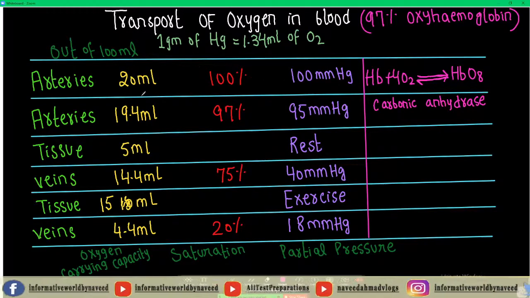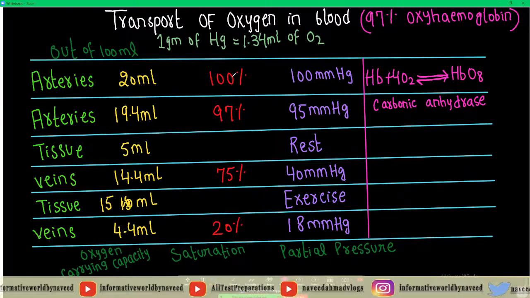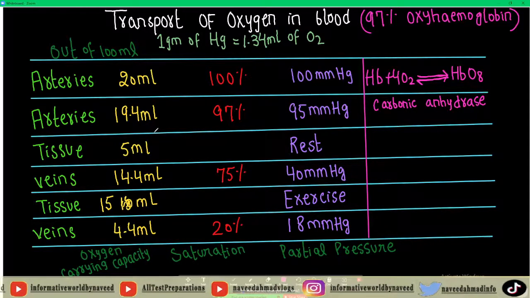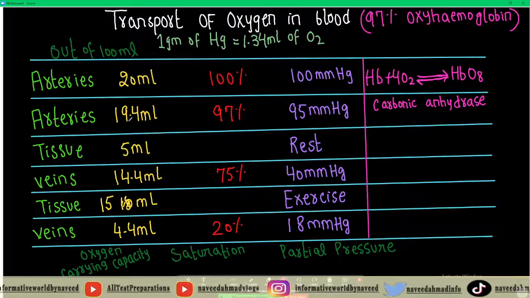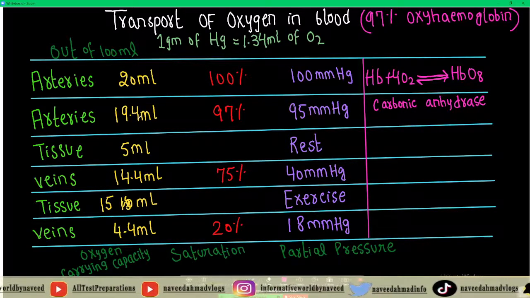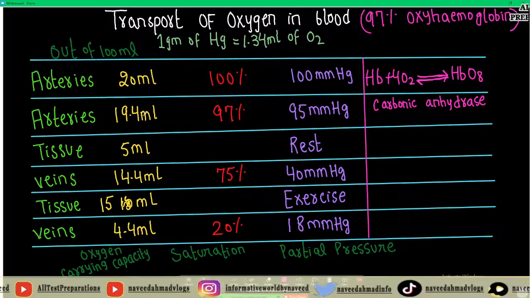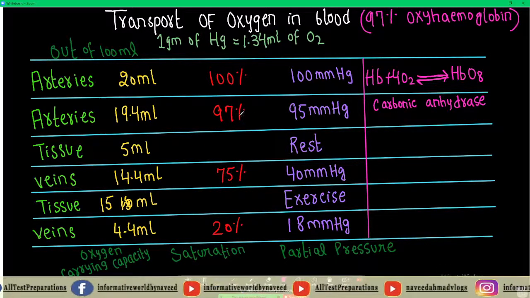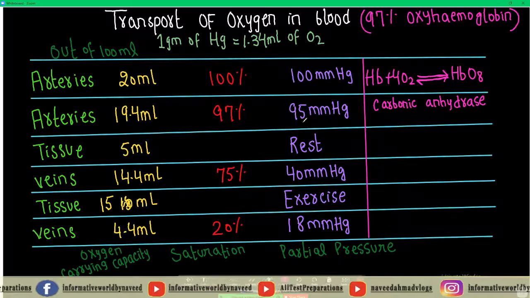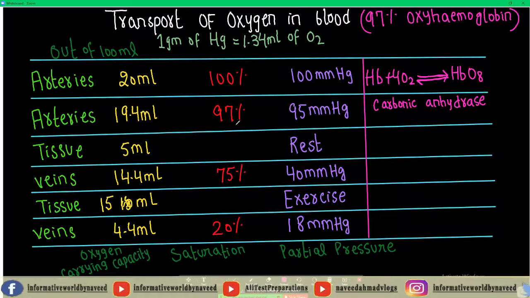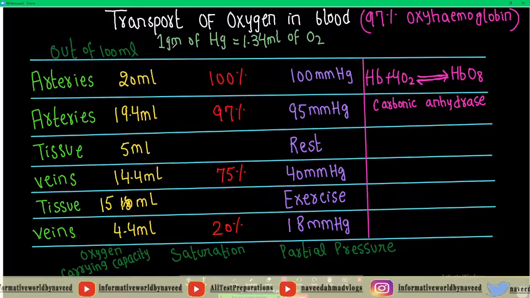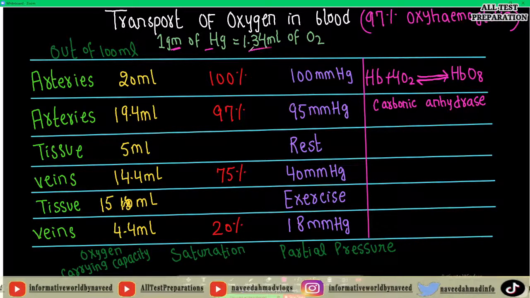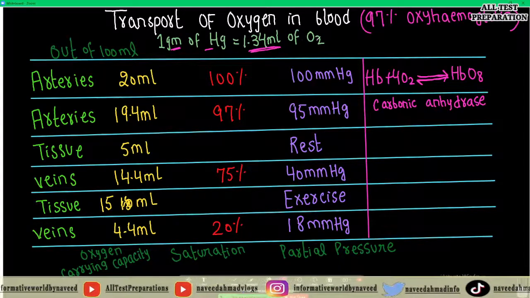This is possible only in ideal cases, but the ideal case is not possible here, so we will discuss normal cases. In normal cases, 19.4 ml of oxygen out of 100 ml can combine with blood, and at that time the blood is 97% saturated, while the partial pressure is 95 millimeters of mercury. This is possible only when 1 gram of hemoglobin has the capacity to transport 1.34 ml of oxygen.